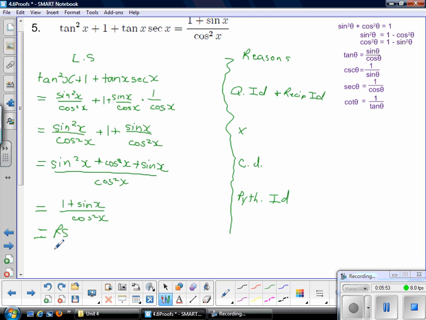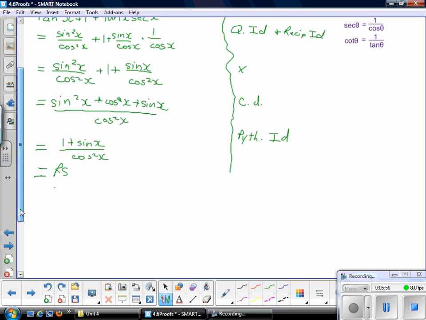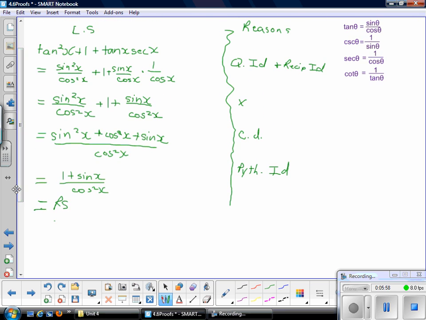Therefore, and I'm just going to have to move that down a little bit in order to get it. Therefore, tan squared x plus 1 plus tan x secant x equals 1 plus sine x over cos squared x.